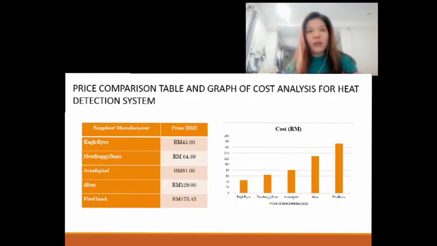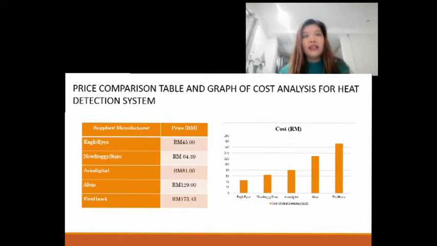These are the price comparison table and graph of cost analysis for heat detection systems. Based on the table and the graph, the price range for heat detectors is from 45 ringgit to 173 ringgit and 43 cents. Eagle Eyes is the supplier that provides the lowest price of heat detector, that is 45 ringgit, followed by New Foggy Store, Avio Digital, Airbus, and Firehawk.